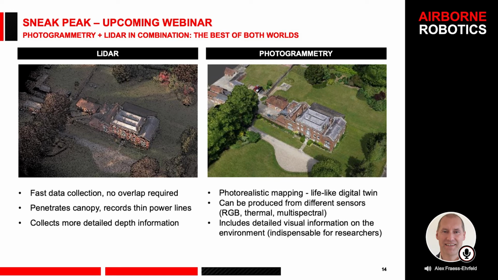So you can collect quite a bit more information here with Lidar. On the photogrammetry side, as you might be able to see from this image, and don't be confused about the resolution here, because we had to reduce it for the purpose of this webinar. The image is like photorealistic mapping, and you can get a real digital twin here. Can be produced from different sensors. So the typical sensors we would use are RGB, thermal, multispectral, and it includes this clear and visual information, which might be very important for construction companies, power lines, but also for researchers.